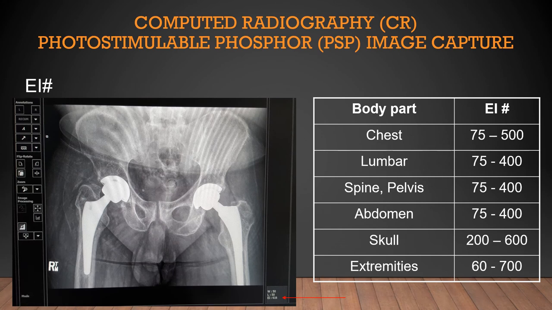EI numbers. An EI number is an exposure index, and it represents the average pixel value of the clinical region of interest. A change of 300 in the value of EI indicates a change of 2 in exposure to the receptor. The target EI value differs for general purposes and detail cassettes. So this is also going to be body part specific.